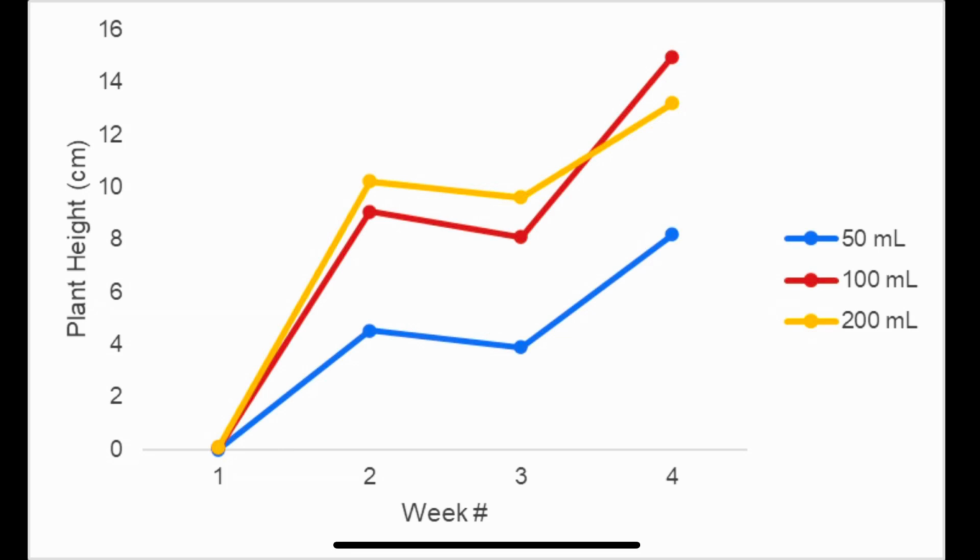This graph actually shows somewhat of a different result than the previous two, which suggest the average final height for our lettuce plants is 8.2 centimeters for the 50 milliliter group, 14.98 centimeters for our 100 milliliter group, and 13.2 centimeters for our 200 milliliter group. As before, our 50 milliliter group is significantly lower than our two most watered groups, but unlike before, our 100 milliliter group is actually taller than our 200 milliliter group.